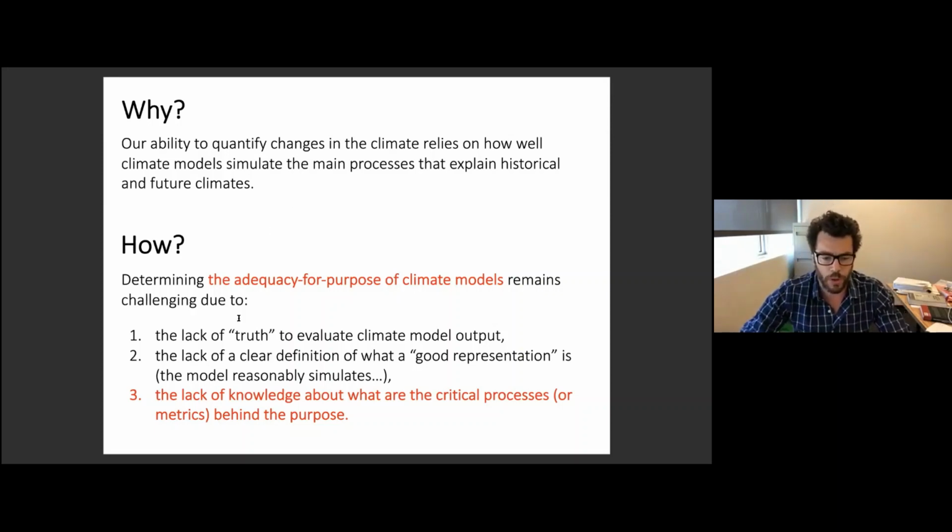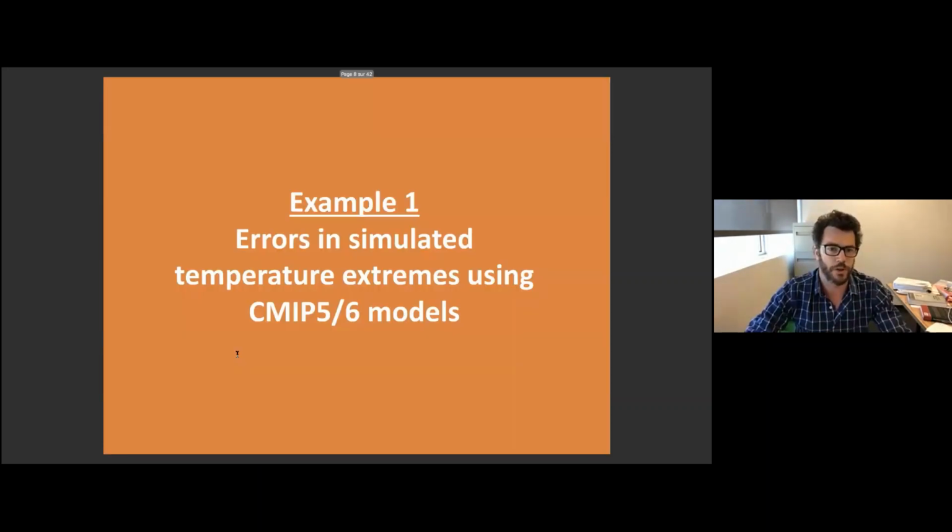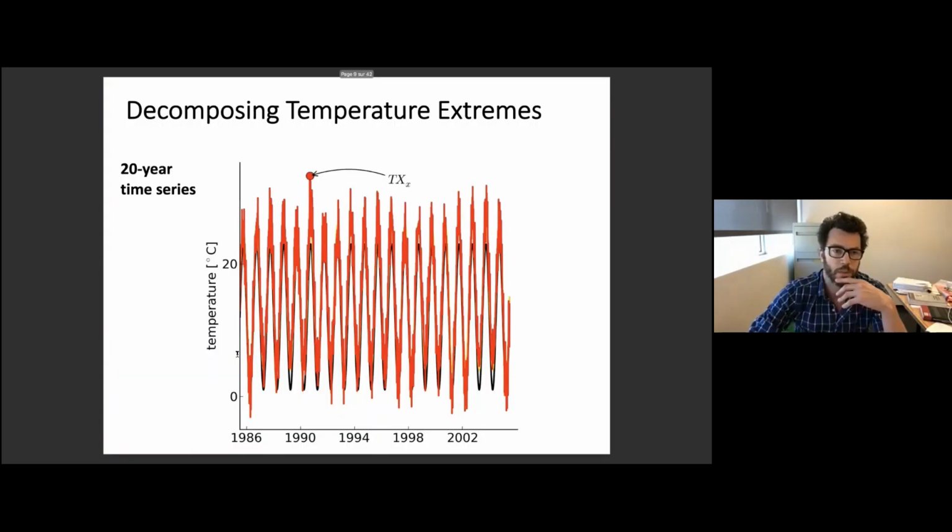And this is what I will focus on a little, and if it's not very clear what I'm going to do, I think it might become a little clearer as the presentation goes on. So I start first of all with one example. We are going to look at errors in simulated temperature extremes using CMIP models, 5 and 6.